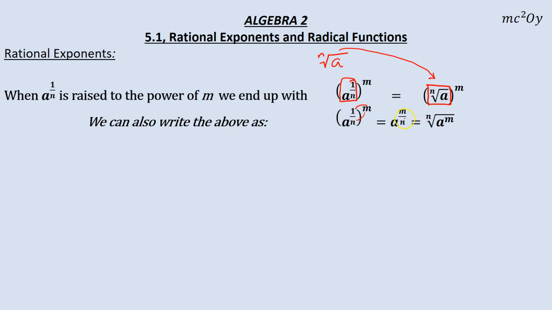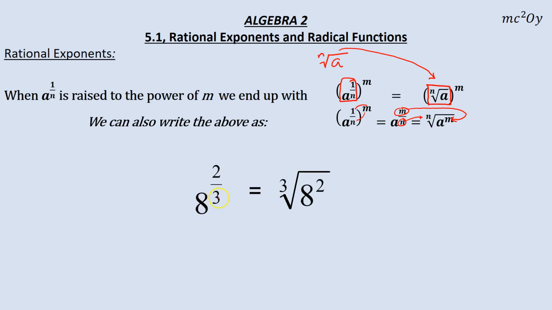And whenever you have a to the m over n, this denominator is your root, just like we talked about. But if you have a numerator, that numerator is actually your power on the inside. Okay? So let's give an example. That's easier to see with numbers.